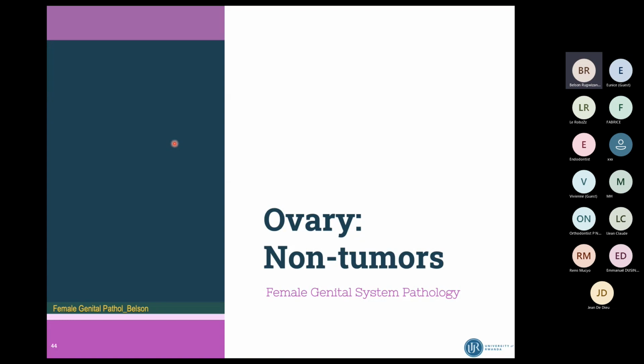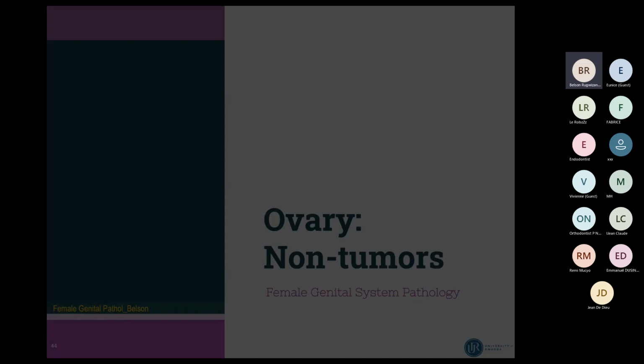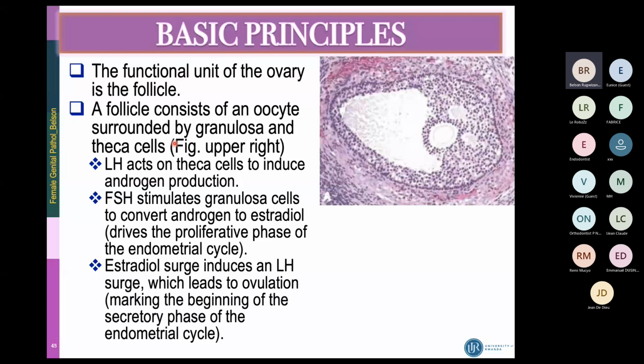So for the ovary, we start with non-tumors, then the next part will be the tumors. So the functional unit of the ovary is the follicle. Of course, there are many structures there, but the ovary has no purpose if it does not have a follicle.